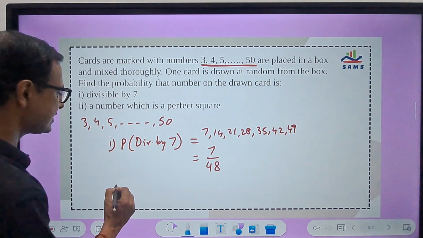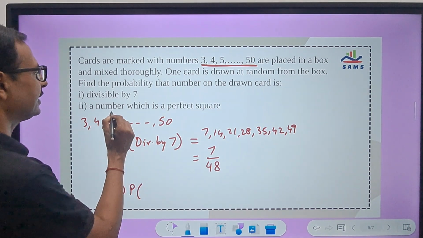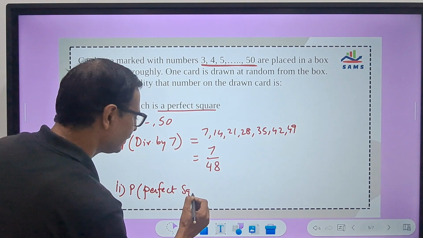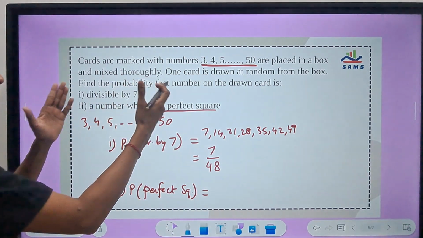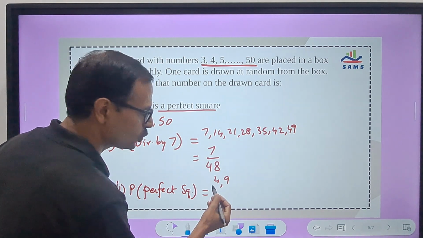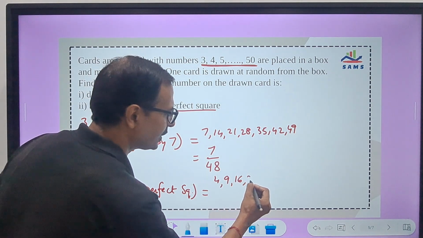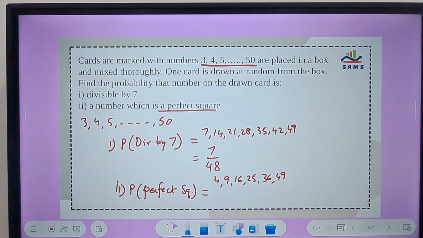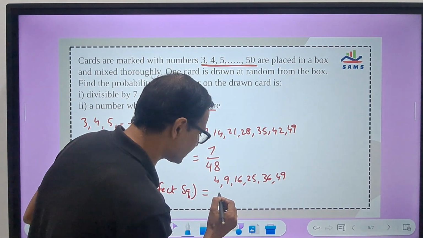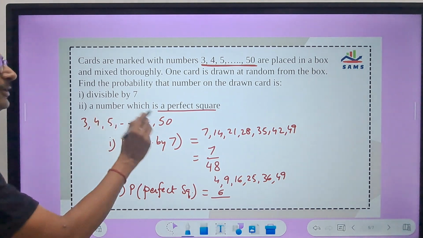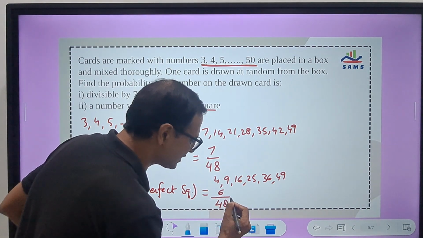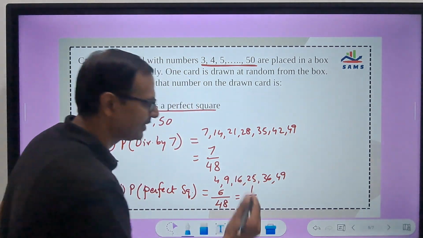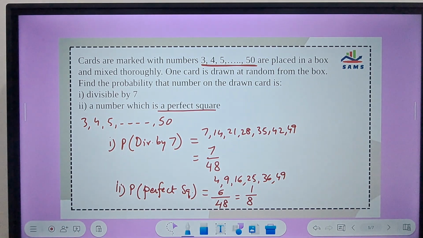In the second part, he is asking us the probability that a number is a perfect square. So let's check out of the numbers 3 to 50 which are the perfect squares. 4, 2 square 4, 3 square 9, 4 square 16, 5 square 25, 6 square 36 and 7 square 49. That's it. These are the perfect squares. How many? 1, 2, 3, 4, 5, 6. So 6 out of a total of 48, and therefore 6 upon 48, you know the answer, right? 1 upon 8, and that gives us the probability of getting a perfect square number.